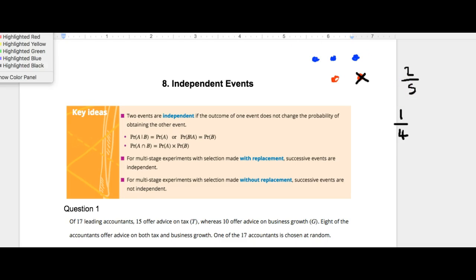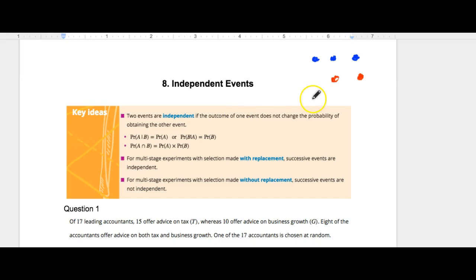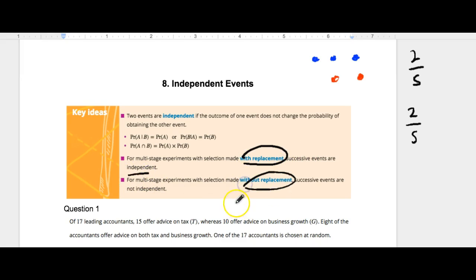But let's say we were to do replacements. So we put it back in. We took the red one out and it's 2/5. We took it out, but then we put it back in and the probability is 2/5. So when you have with replacement, they're independent, and without replacement is not independent.